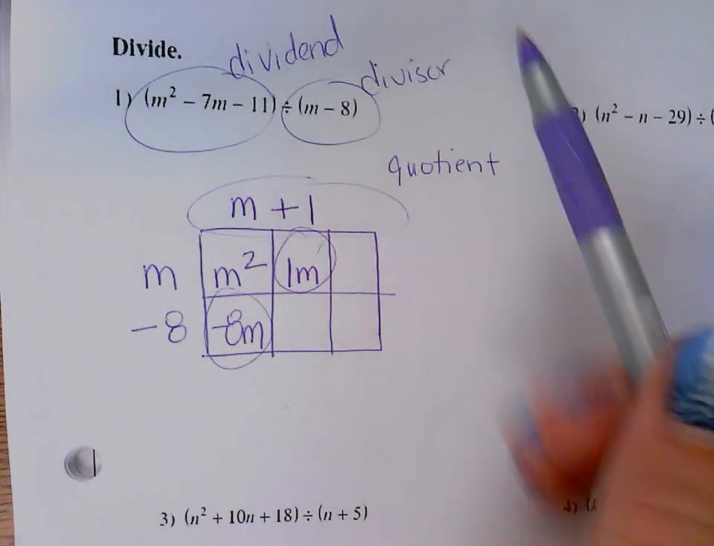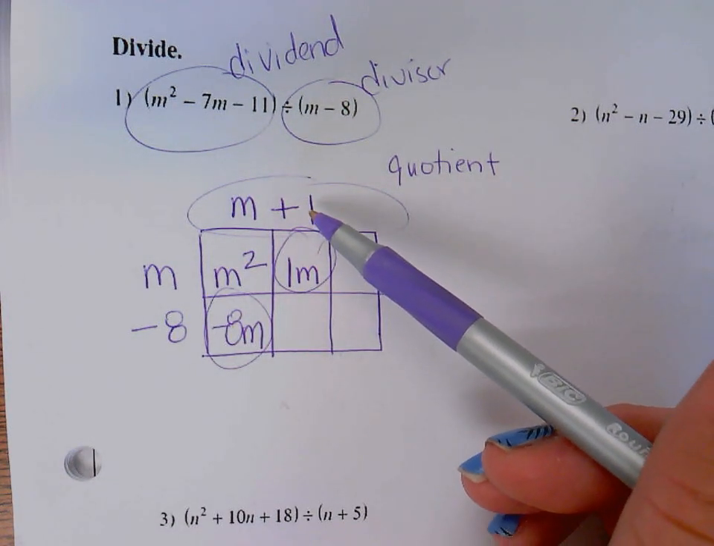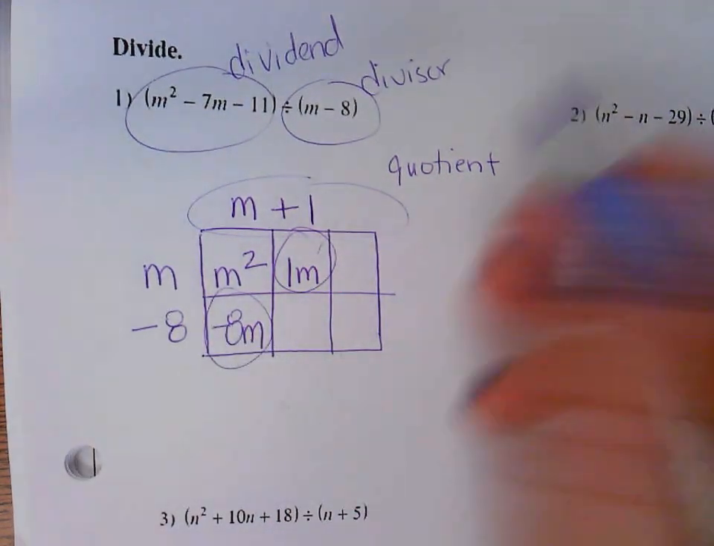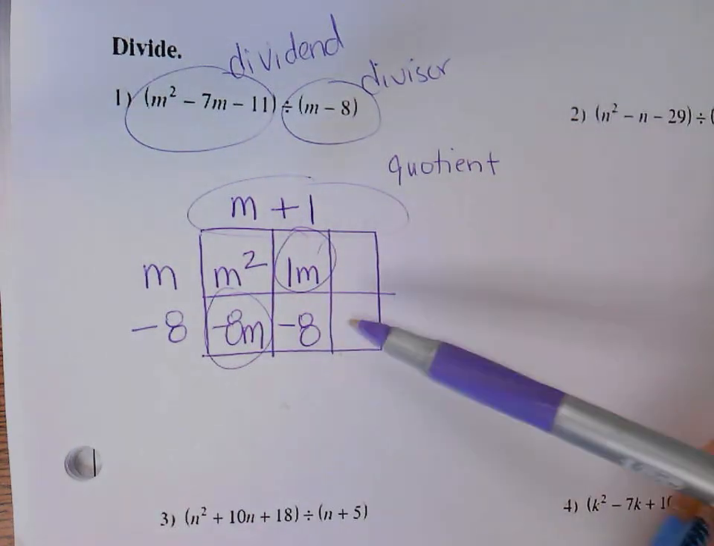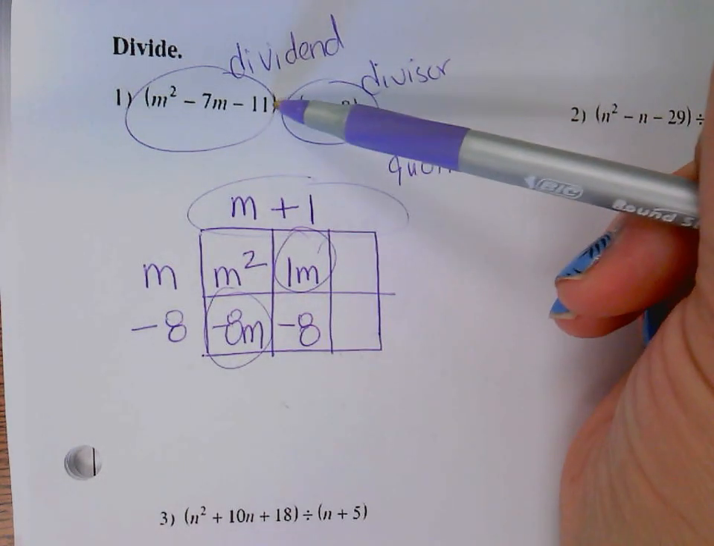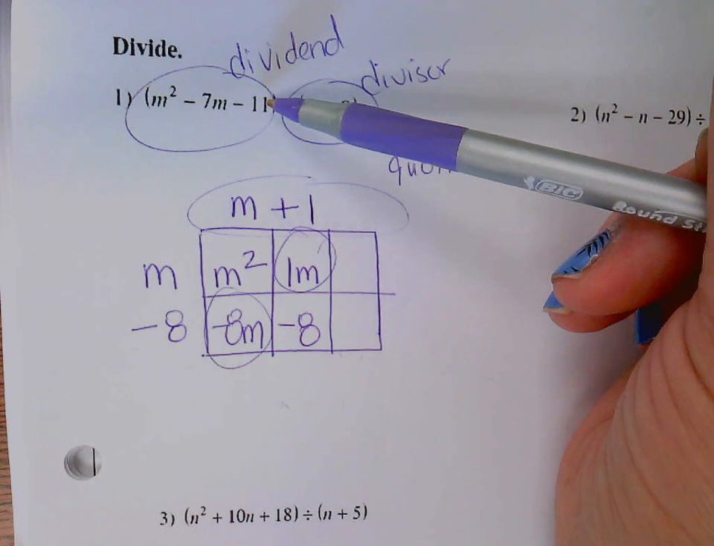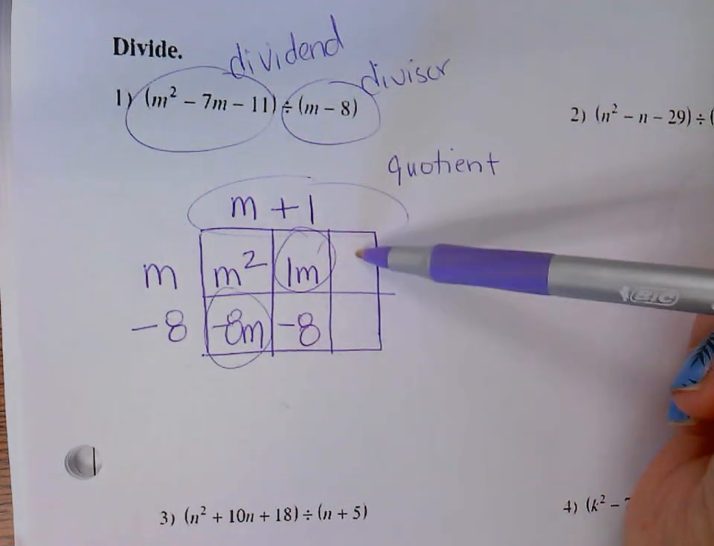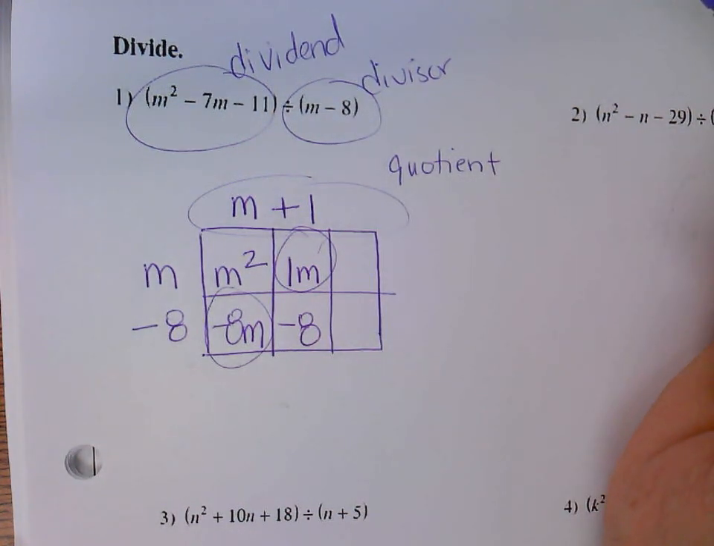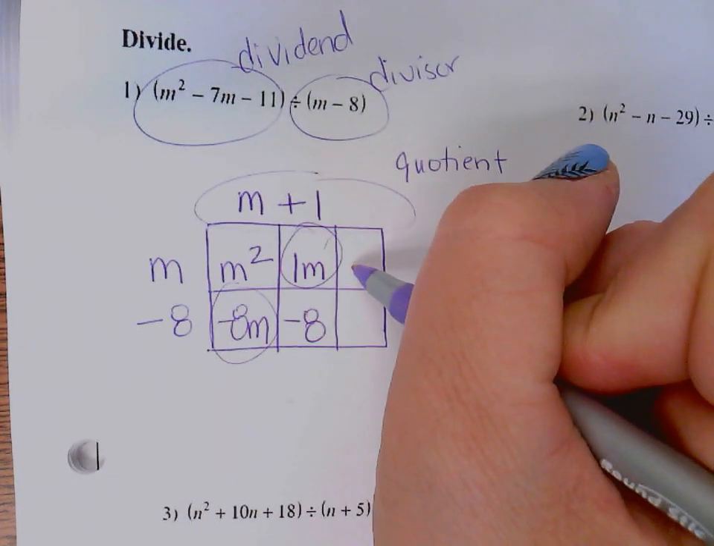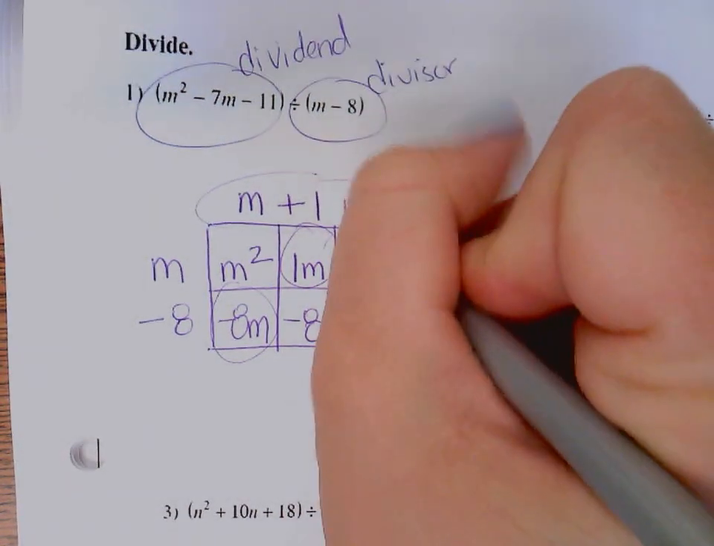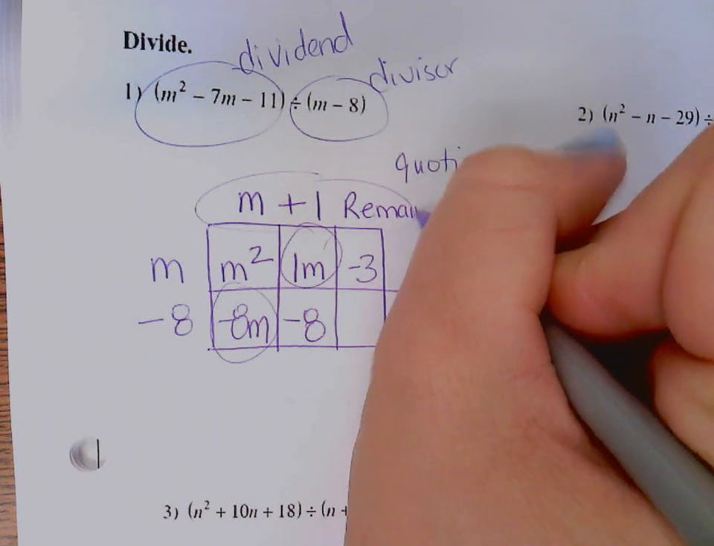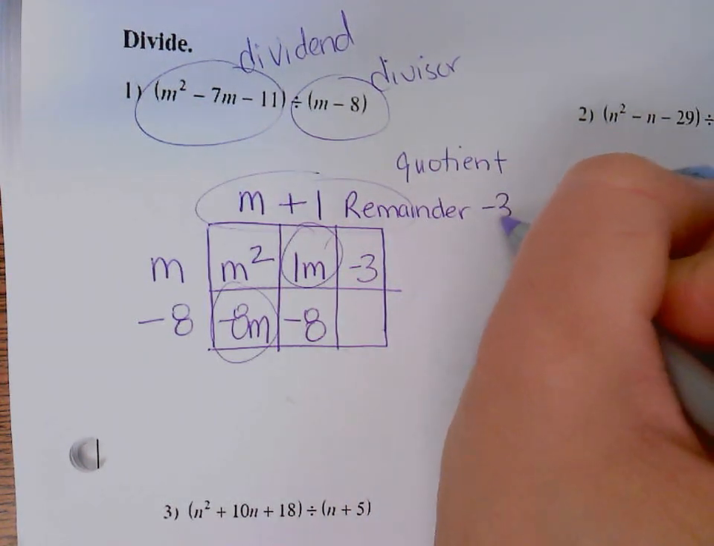But now I follow through to find my remainder. So 1 times negative 8 is negative 8. How much do I need? I needed negative 11 inside the box. So how much am I lacking? I need to put another negative 3 in my box. So I actually have a remainder of negative 3.